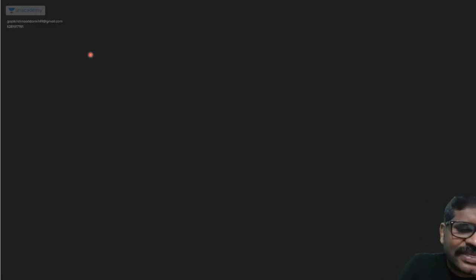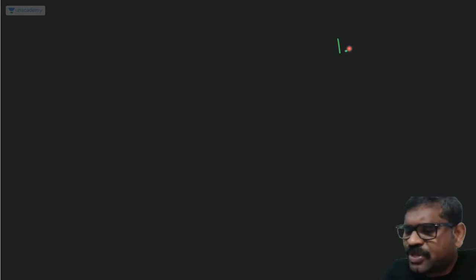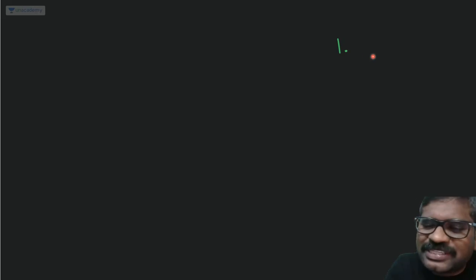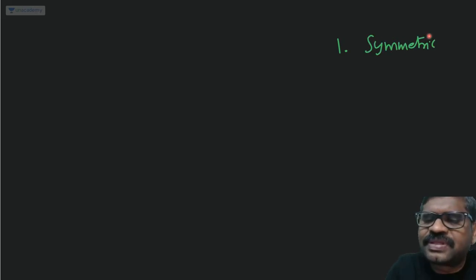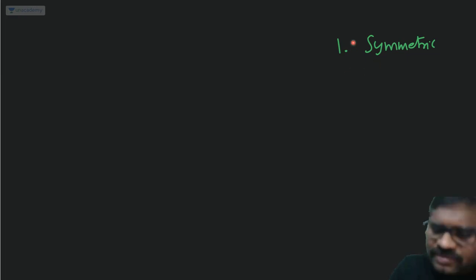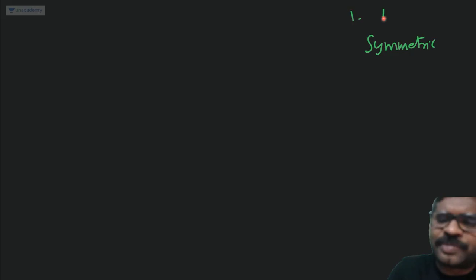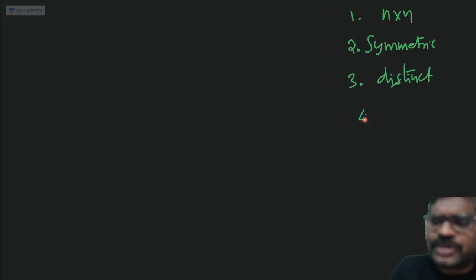First, they have given conditions. First condition, your matrix must be symmetric. You have to fulfill that condition first. Next, square. First one is square matrix. Second one is symmetric. Third one is distinct. Fourth one is either 0 or 1.